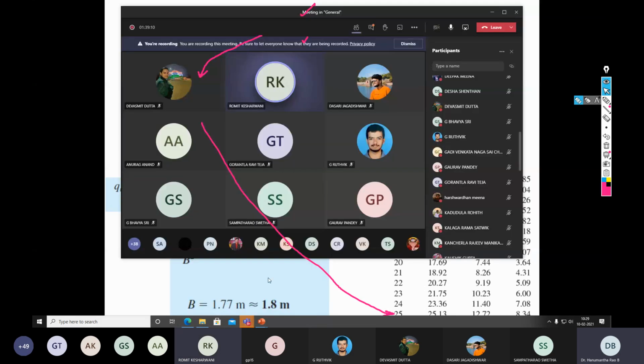Sir, for circular footing, we have to take B as the diameter of the footing. Correct.